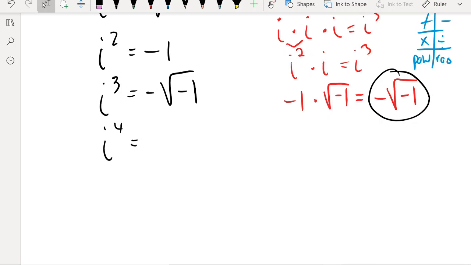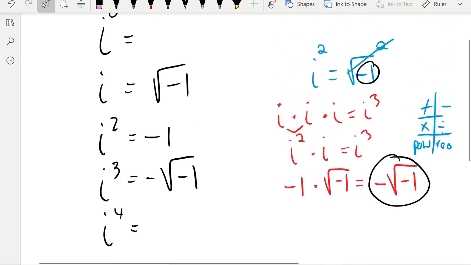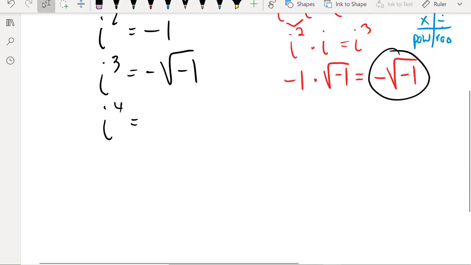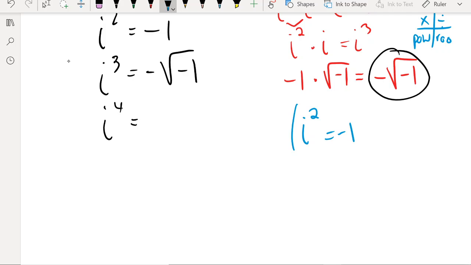And then I to the fourth power, we don't really need to talk about this, but a lot of teachers go from I to the first to I to the fourth, and then show you that you repeat a pattern. So I might as well go ahead and do this here. So we already know that I squared is -1. Now, if I square I squared, anytime you take a power to a power, you multiply the powers.